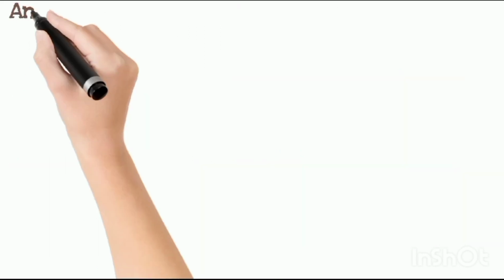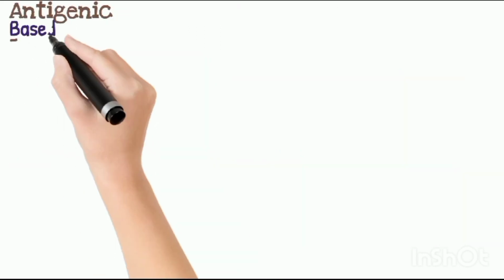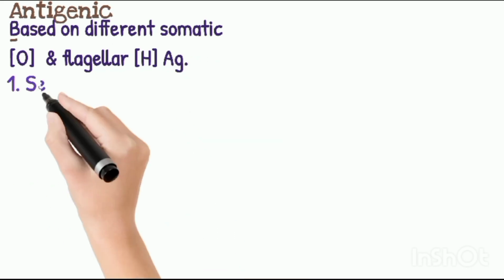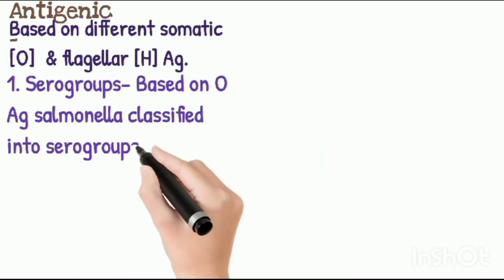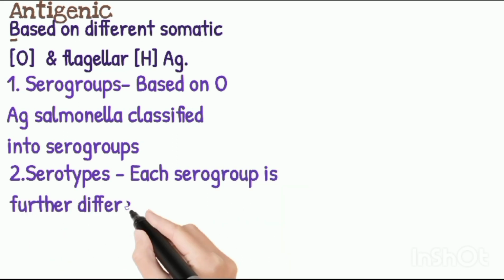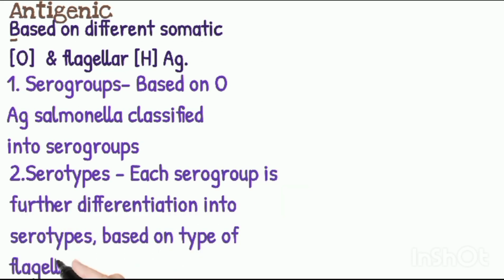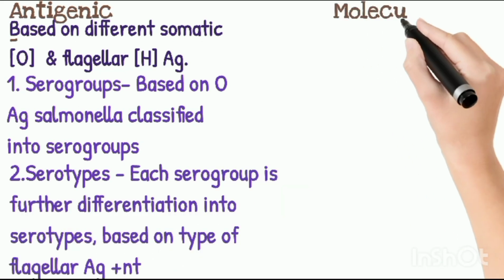Antigenic classification is based on different somatic O and flagellar H antigens. Based on the O antigen, Salmonella is classified into serogroups. Serotypes: each serogroup is further differentiated into serotypes based on the type of flagellar antigen present.